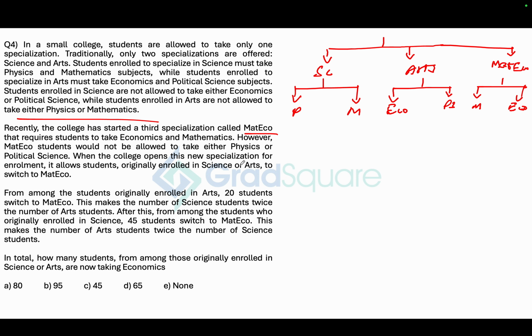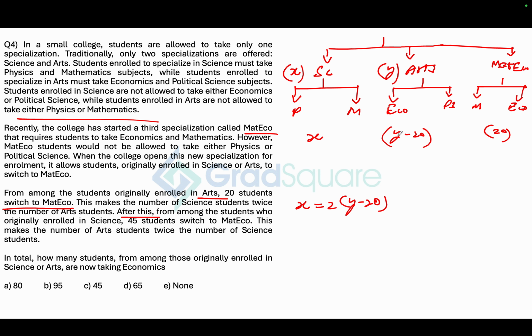Now, when the college opens the new specialization for the enrollment, it allows the science and the art students to switch to MatEco. From among the students originally enrolled in arts, 20 students switched to MatEco. Let's suppose there were X students enrolled for science and Y students enrolled for arts originally. Now 20 students shift to MatEco from arts. So now arts has Y minus 20 students, MatEco has 20 students and science has X students. This makes the number of science students twice the number of art students. So the first equation is X equals 2 times (Y minus 20).